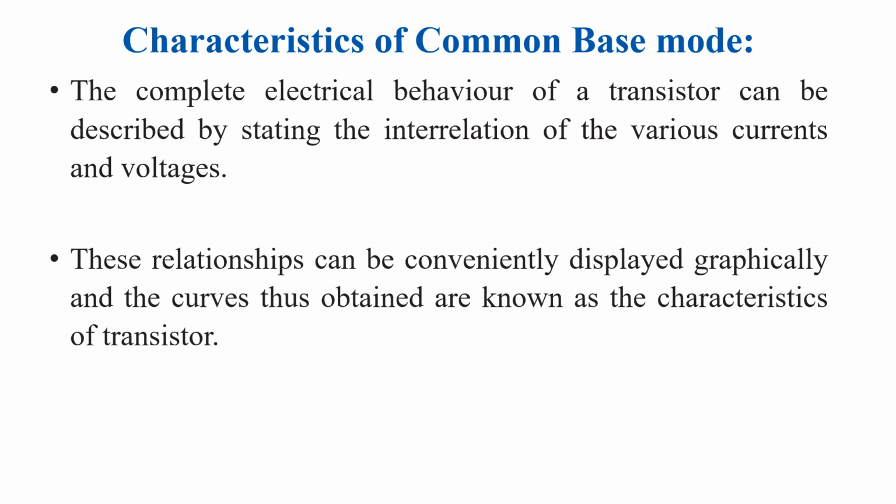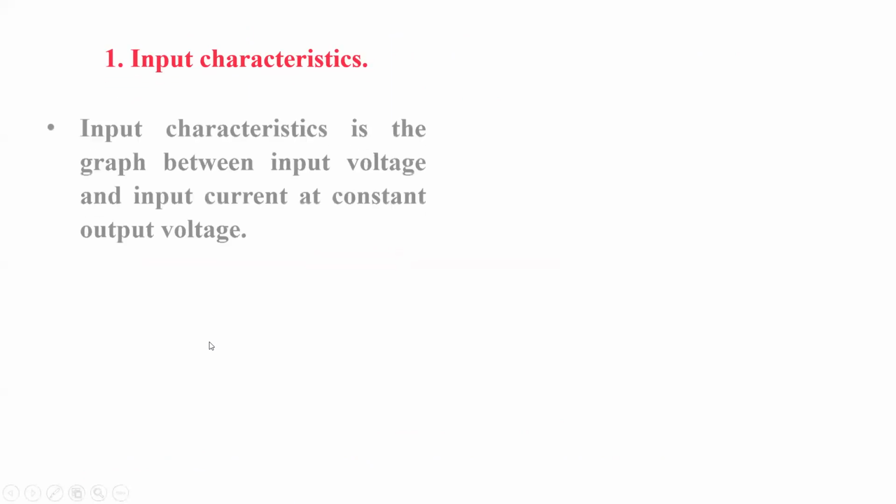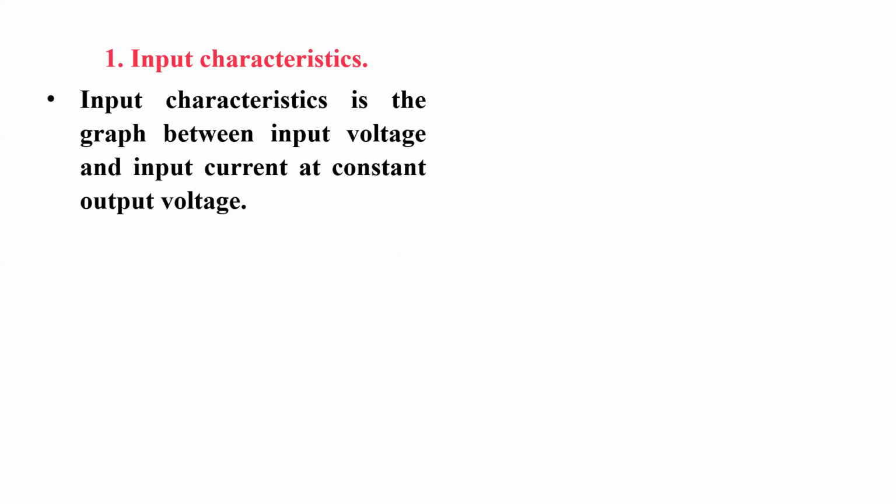So how voltage and current are related in the input circuit and how they are related in the output circuit, based on that we can understand the characteristics of the transistor in common base mode connection. The most important characteristics of the transistors in common base mode are input characteristics and output characteristics. The input characteristic is the relationship between the input voltage and input current. Basically, it is the graph between input voltage and input current at constant output voltage.